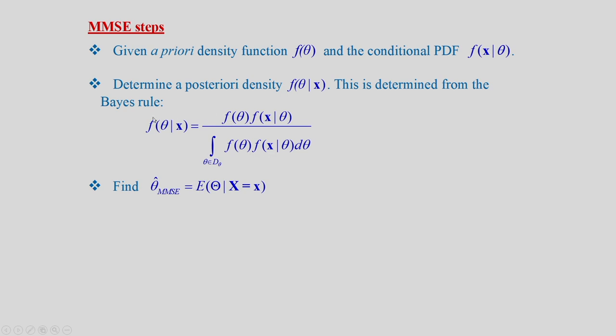And once we have this conditional PDF, we can find the conditional mean, that is, theta hat MMSE will be equal to E of theta, the parameter, given that the data vector x is equal to x, the observed data. That way we can find the conditional mean, and that is the theta hat MMSE.